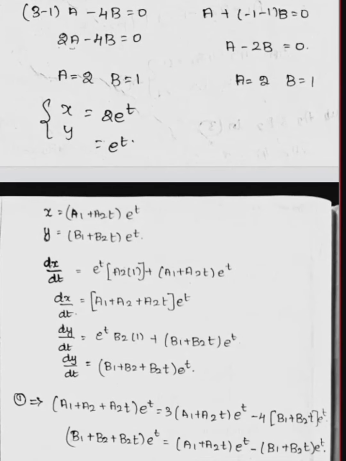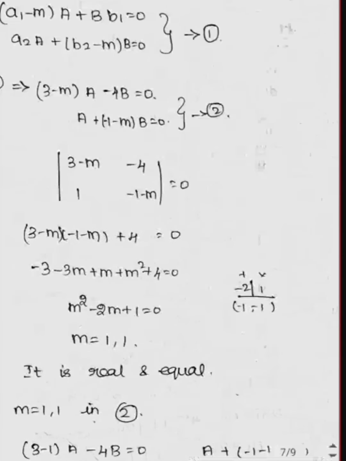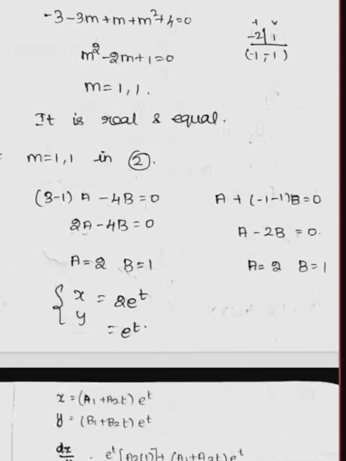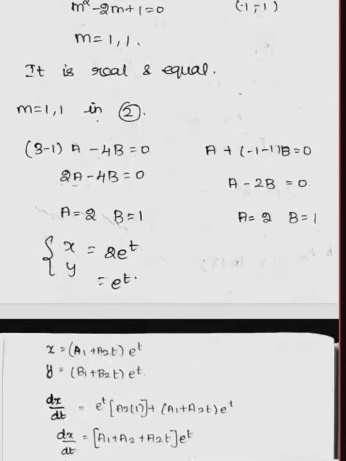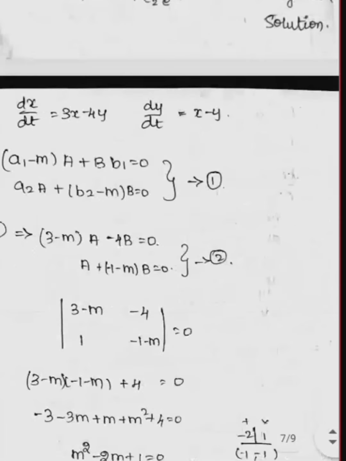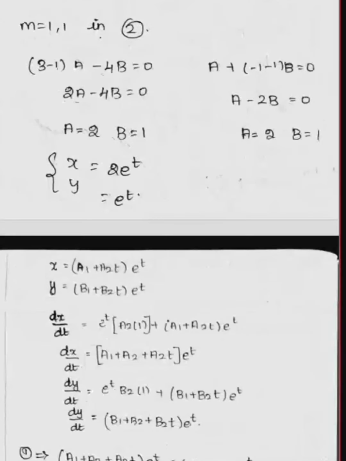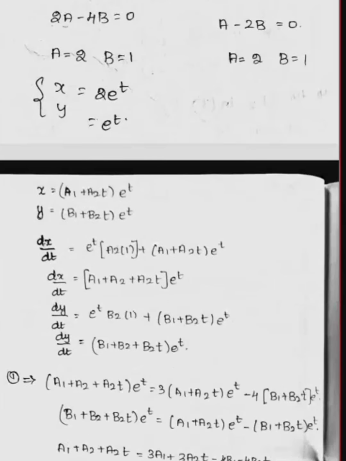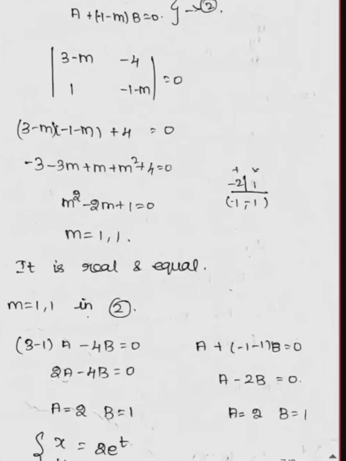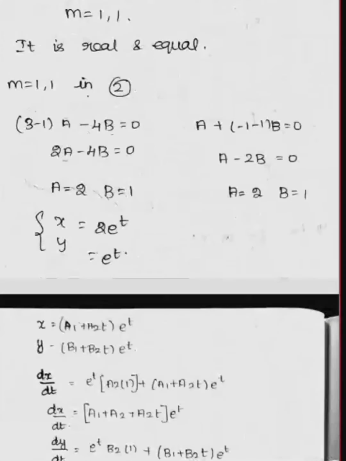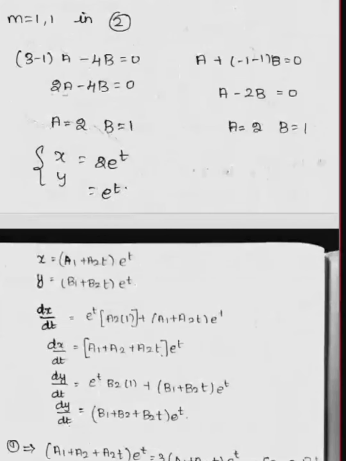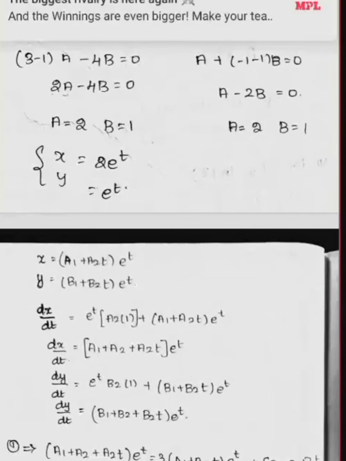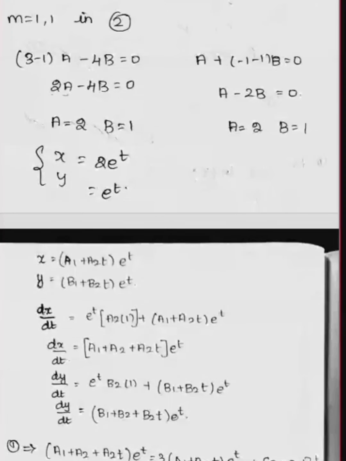So you substitute these values in the first given equation. Instead of dx by dt, you substitute this term, and instead of x and y, you substitute these terms, a1 plus a2 into t e power t. So here you have to substitute all those things. Equation 1 changes. That is, dx by dt value is nothing but a1 plus a2 plus a2 into t of e to the power t on the left hand side. Similarly, dy by dt value is b1 plus b2 plus b2t into e power t. It is on the left side.